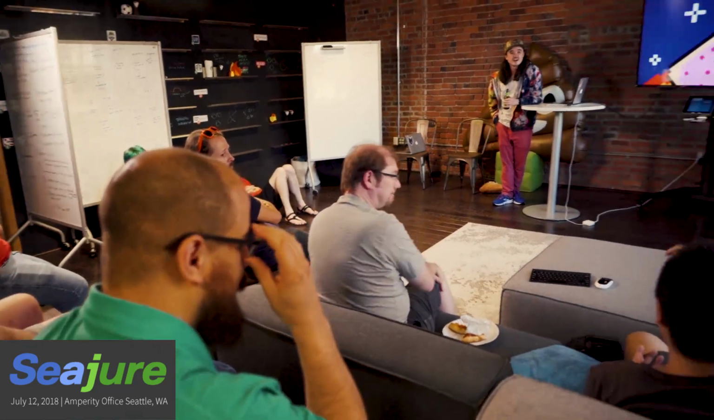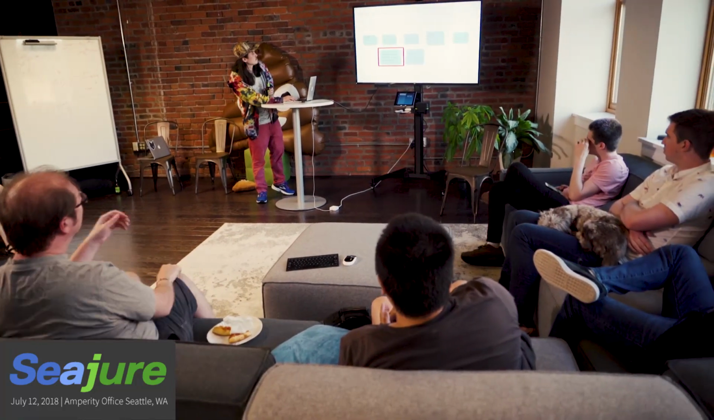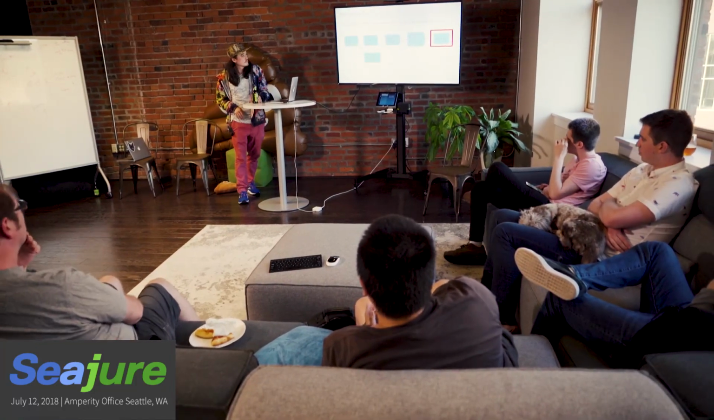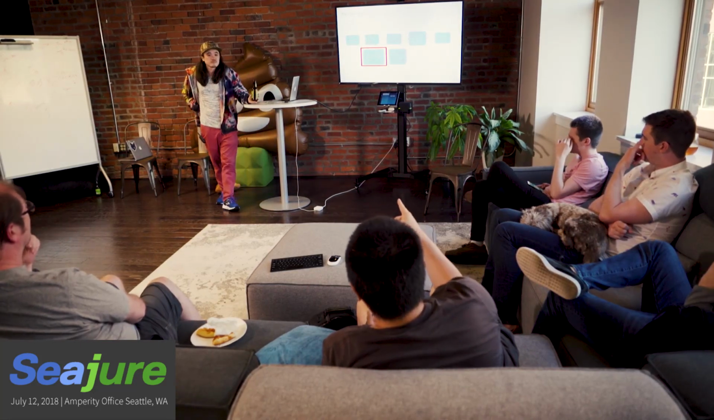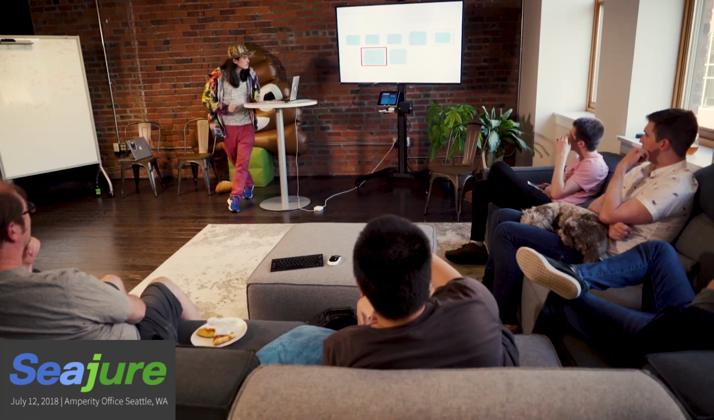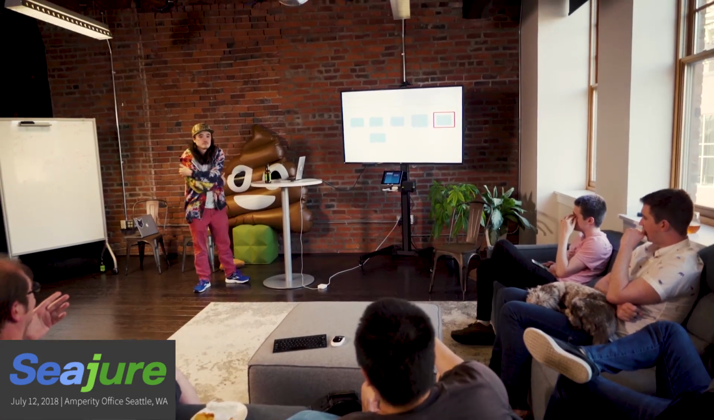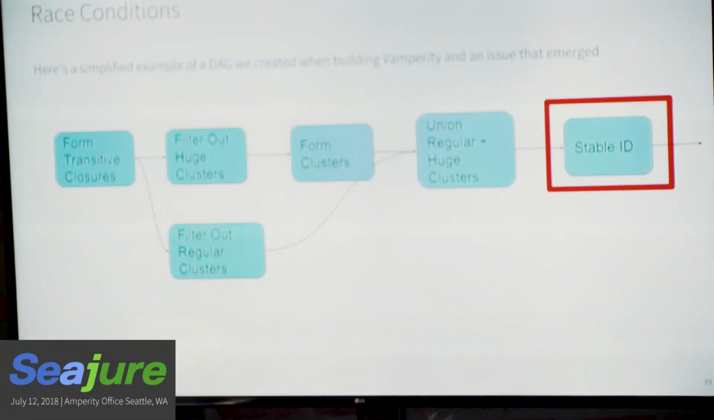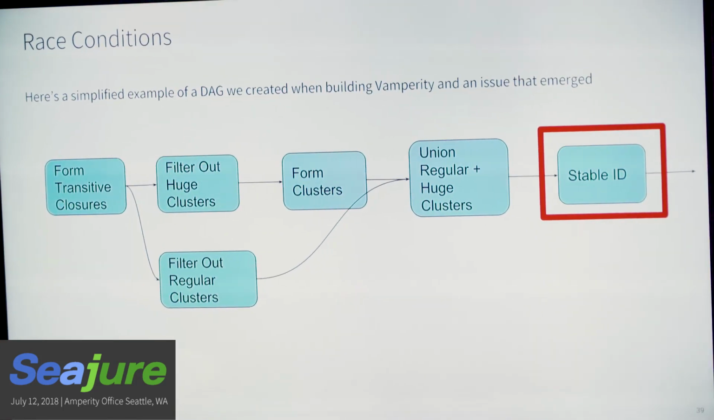Yes. I was wondering if you can go back a few slides to the diagram where you were talking about filtering out the huge clusters and filtering out the regular clusters. What's the difference between this slide and the next slide? Is the filtering out just a series of predefined filters, or is that another clustering algorithm? It is just a Spark filter, which is basically the same as a Clojure filter.